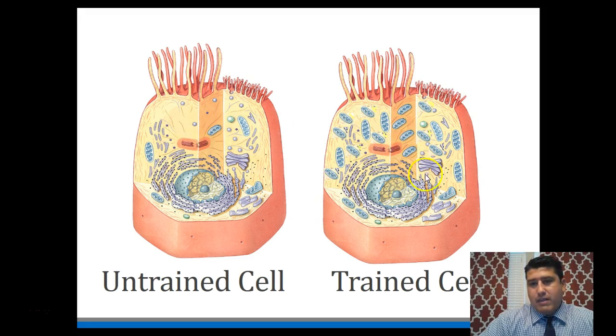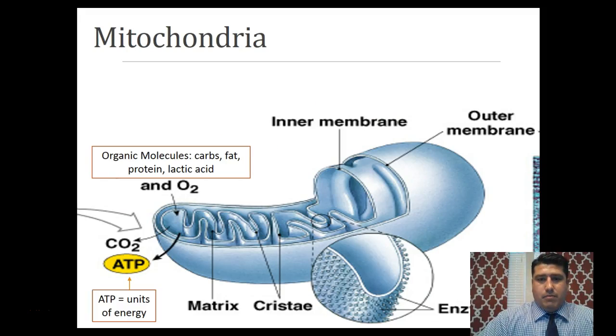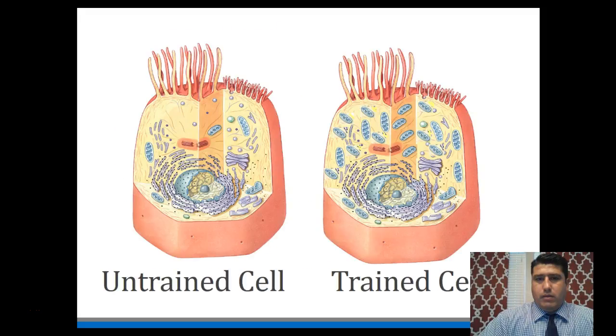The cell on the right side, on the other hand, is a cell of a trained person. This is my graphic representation, but you can see how there's a lot more mitochondria in that cell. This person is more efficient at burning off energy or burning off fuel. Okay, so this is what happens with training.